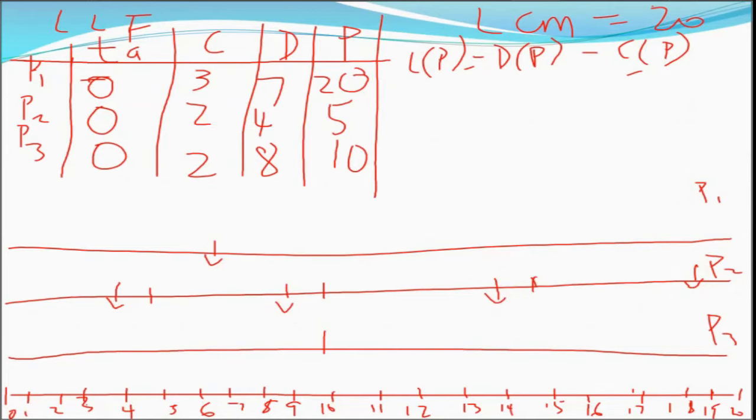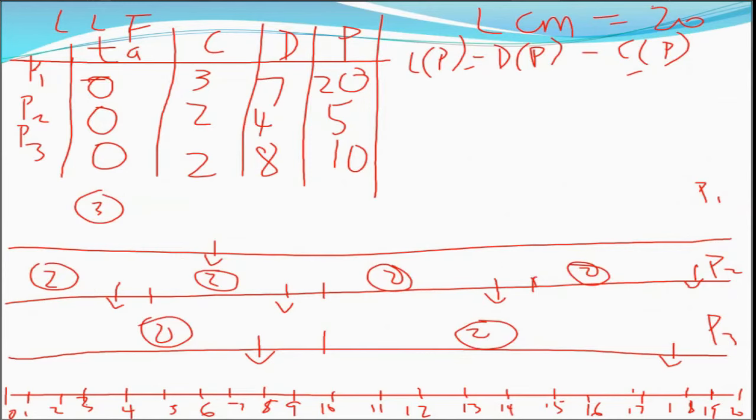So P3, what's the deadline? 8, is that not so? So we have 8 here, and then the next one will be what? 18. All right. So when we are done with this, now we put the units, right? The capacity here is supposed to be 3. Here is supposed to be how many? 2. Okay.